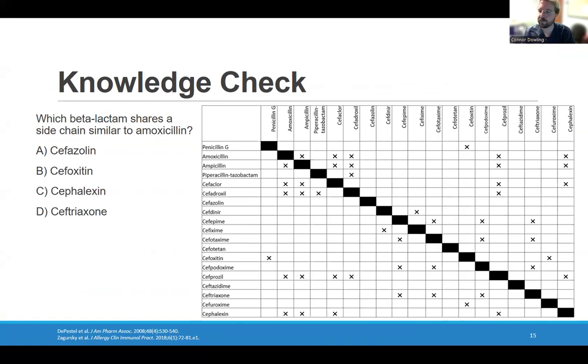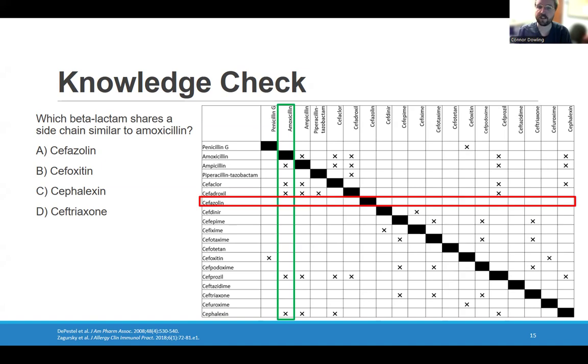Just wanted to go through this one with you guys, just walk through how we might assess whether or not we have a similar side chain here. So this question: which beta-lactam shares the side chain similar to amoxicillin? Is it A, cefazolin, B, cefoxitin, C, cephalexin, or D, ceftriaxone? As we see here, we have our amoxicillin highlighted in green, and we're just going to go through each one and see our risk of cross-reactivity, or if it has that similar side chain at all.